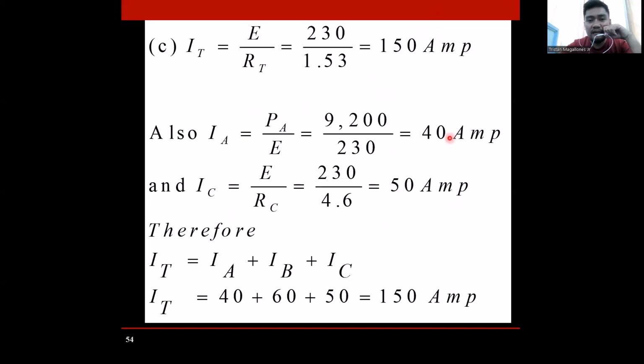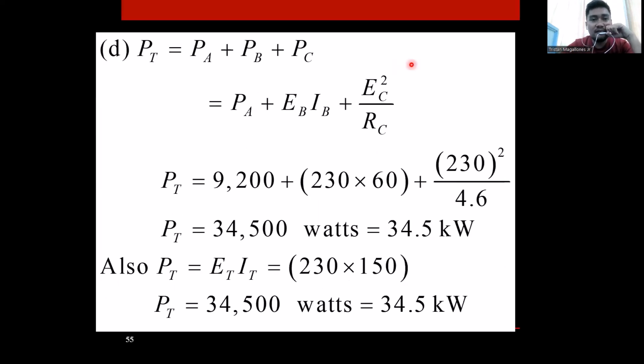You can take the individual currents and total them, or you can use the total voltage or total resistance to get your total current. The same is true for your power. Total power is the sum of the individual powers: the power of A, the power of B, and the power of C. The power of A is given as 9,200 watts or 9.2 kilowatts.